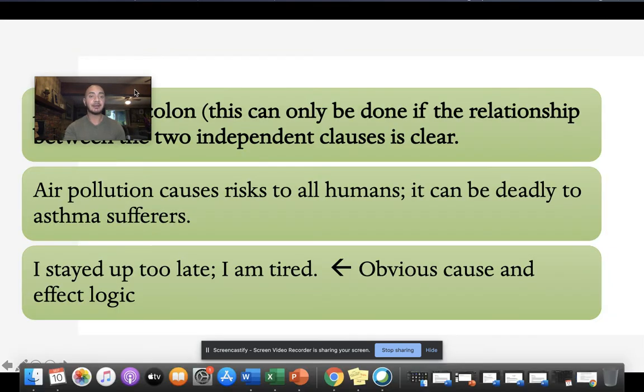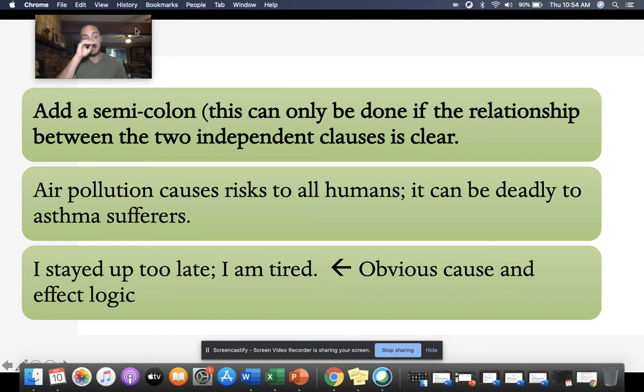A few other ways that we can correct a run-on sentence is that we can add just a semicolon. This can only be done if the relationship between the two simple sentences is very clear. So here's an example. Air pollution causes risks to all humans; it can be deadly to asthma sufferers. Probably not the best sentence, because the relationship between those two ideas is not as clear as it could be. You really need a word like but or however in between there to make that logic clear. But the second one has a very obvious cause and effect logic.